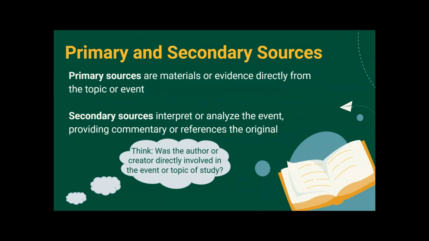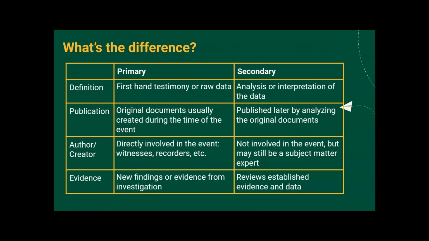Primary sources are materials or evidence directly from the topic or event, while secondary sources interpret or analyze the event, usually commenting on, referencing, or quoting a primary source. If you're wondering which one your source is, remember to think about whether the author or creator was directly involved in the event or topic you're researching. Primary and secondary sources are both records of the event and still valid data sources. There are key differences in the source's publication, creator, and evidence used that can inform your determination, though.